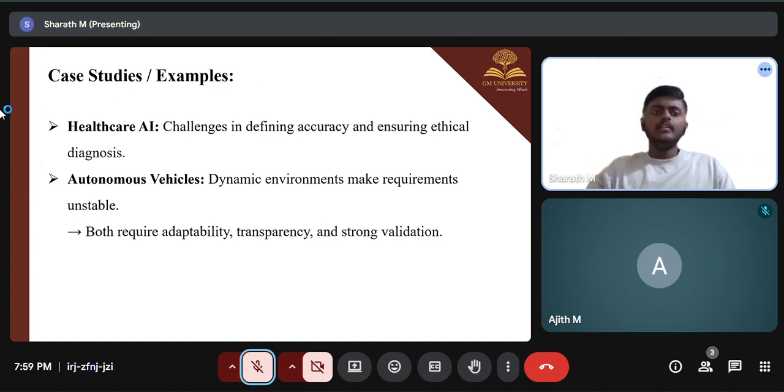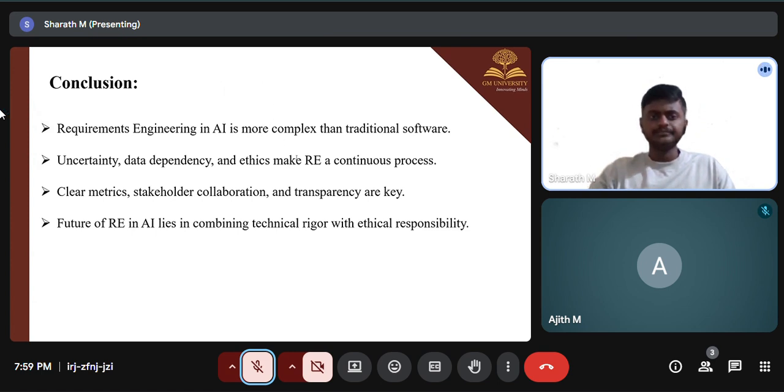The next slide is the conclusion. To conclude, requirements engineering for AI is more complex than in traditional software systems. The main difficulties come from uncertainty, data dependency, and ethical considerations. We can overcome these by setting clear performance metrics, encouraging collaboration among stakeholders, and maintaining transparency throughout the development cycle. In the future, the success of AI systems will depend not just on their intelligence, but also on how responsibly we define their requirements, combining technical rigor with ethical responsibility.